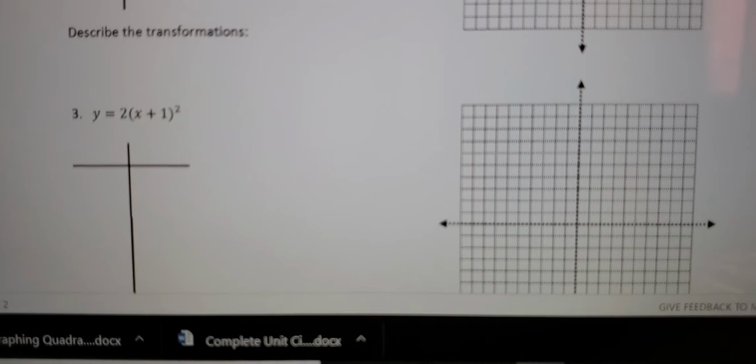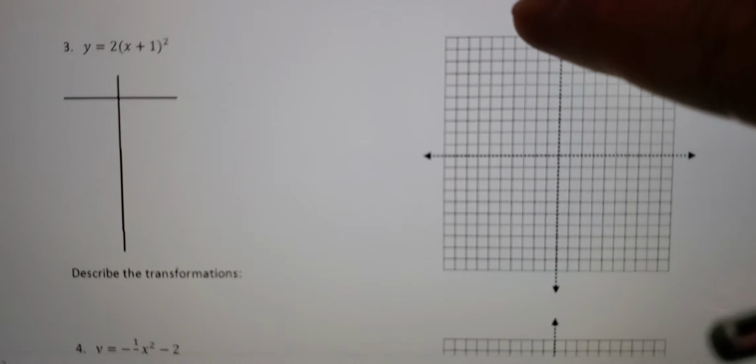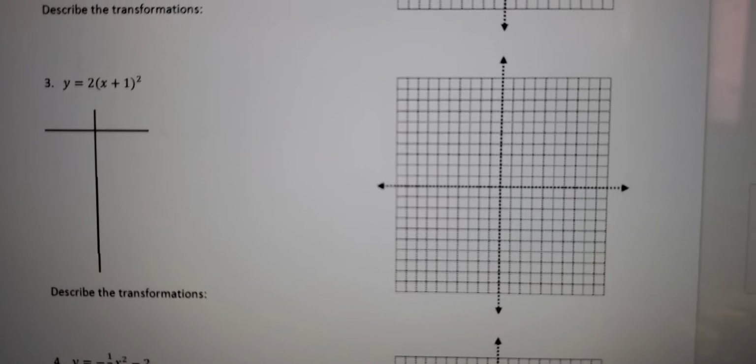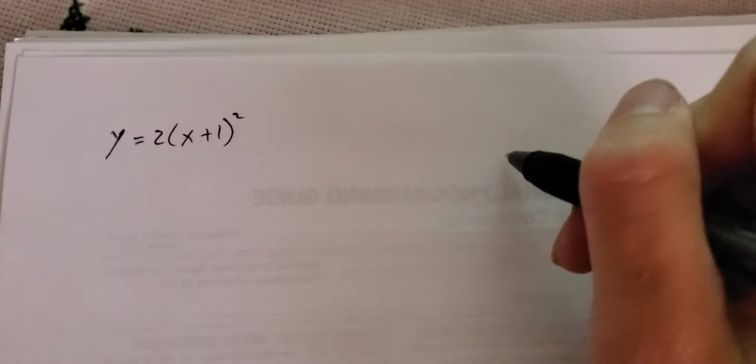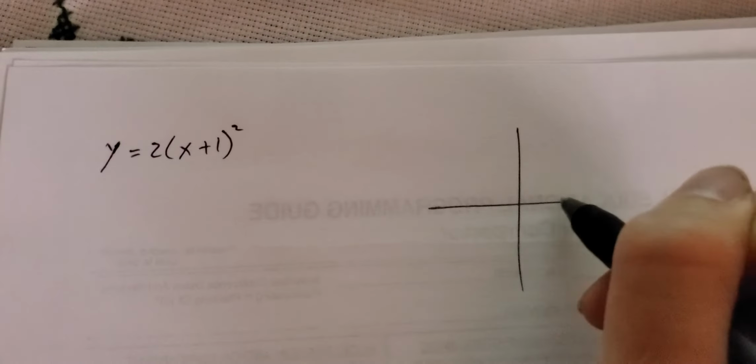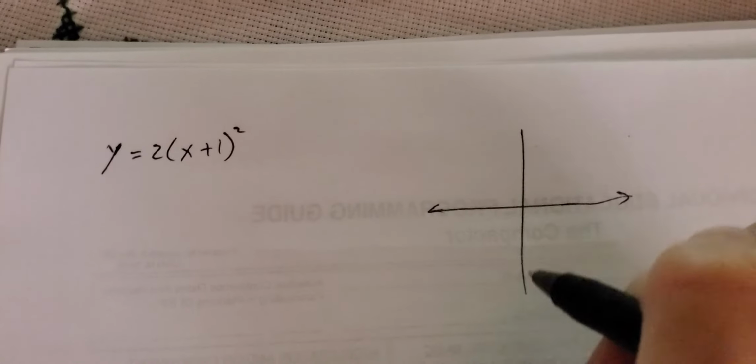We have y equals, and well, there's my function. So let's do this as fast as we can. All right, so let's start from the beginning. I have y equals 2 times (x plus 1) raised to the second power. All right, that's what we have. I'm not even going to make a t-chart. Here's the place where I'm going to graph it.